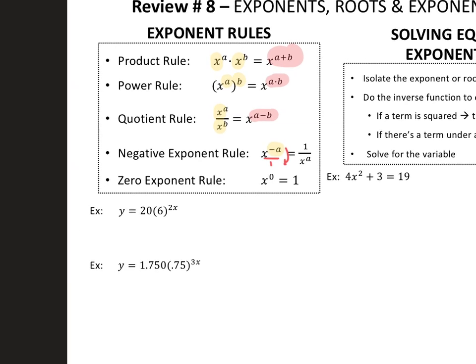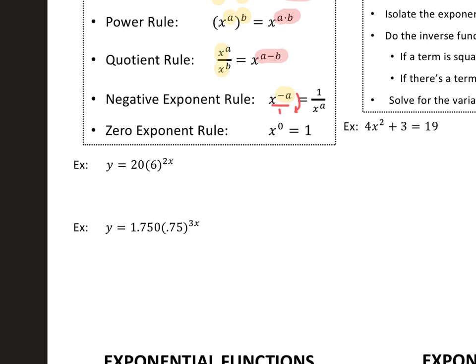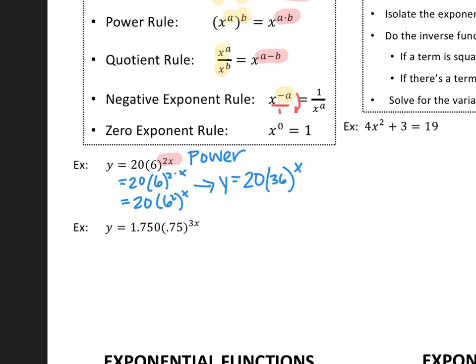So now let's look at a couple of examples here of how you would use those rules to simplify. This first equation, we have an exponential function, 20 times 6 raised to the 2x power. So using the power rule, we could separate this. And so we could rewrite that as 20 times 6 raised to the 2 times x. And again, rewrite that as 20 times 6 squared raised to the x. So we could rewrite the whole equation as y equals 20 times 36 to the x. So again, there we could use the power rule to simplify that problem.